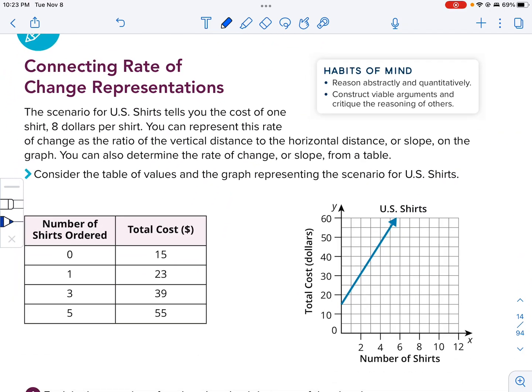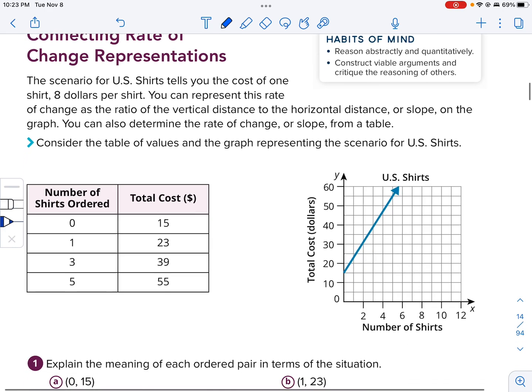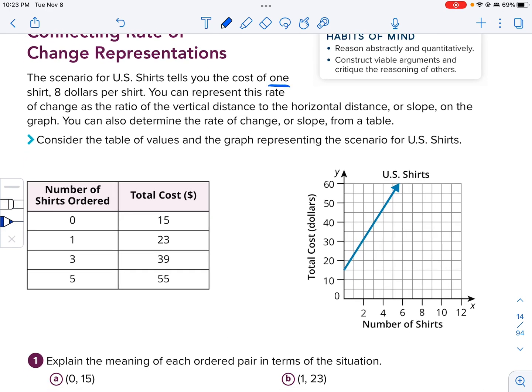So, the scenario of US shirts tells you that the cost of one T-shirt is $8 per shirt. You can represent the rate of change as a ratio of the vertical distance to the horizontal distance on the graph. Okay, we've talked about this. The change in y over the change in x, the vertical over the horizontal change. Now we can also do it from a table, and that's what I was just doing a moment ago.